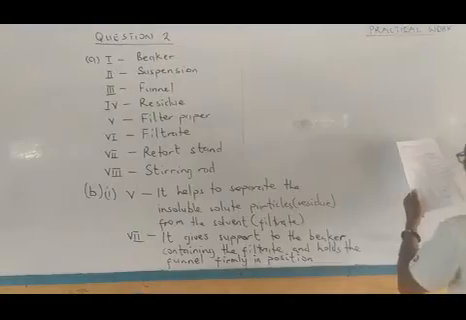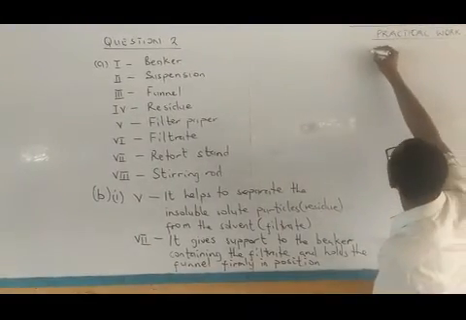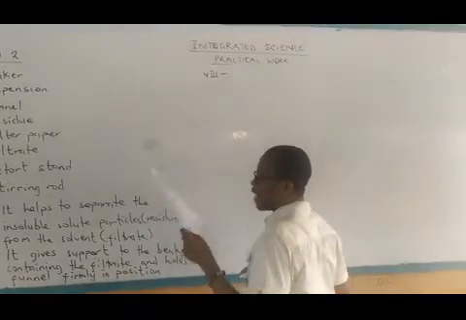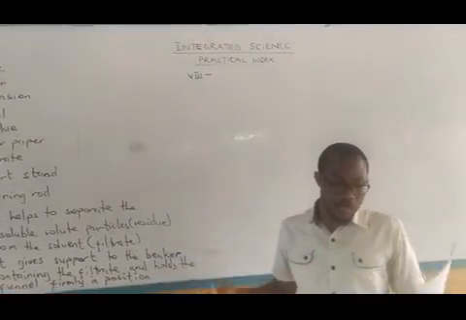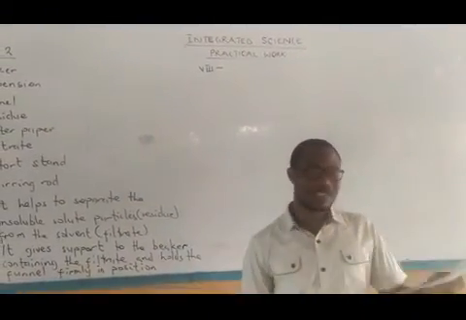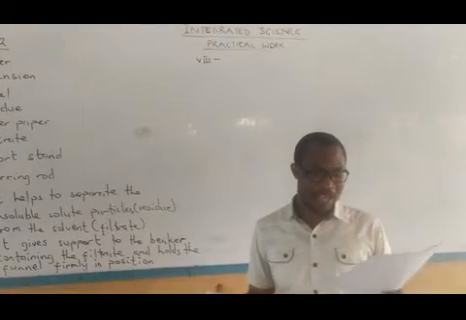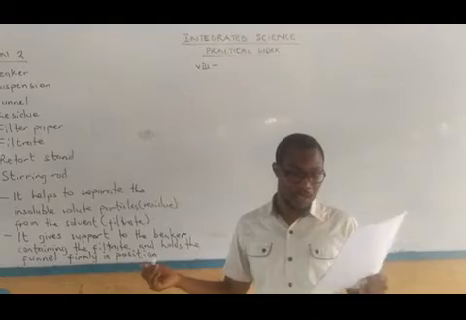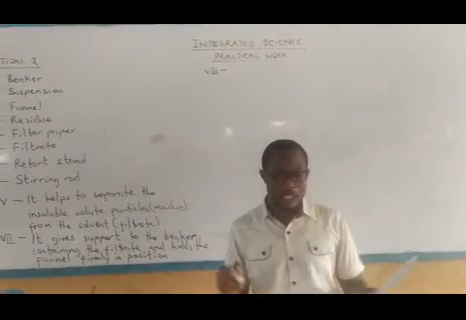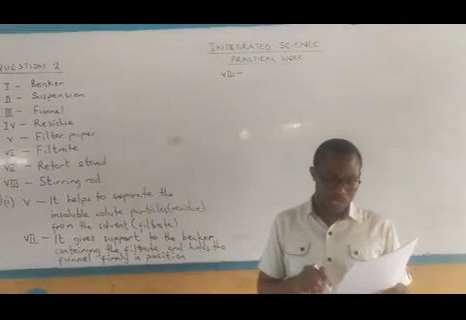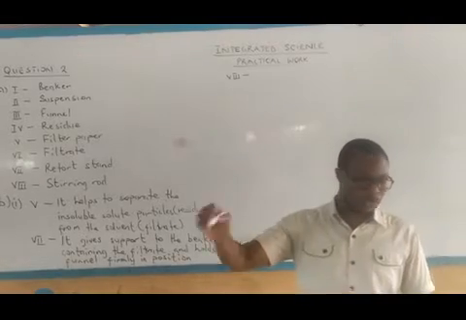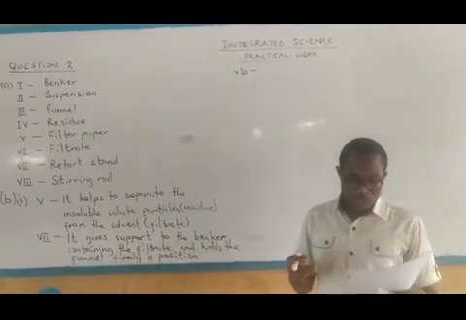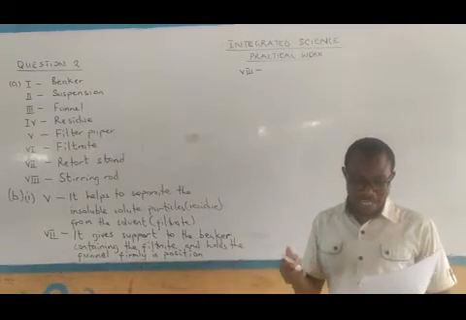And then lastly, the part labeled VII. The VII labeled here is the steering rod. Please don't make a mistake by stating that the steering rod is used for steering the suspension or mixture, because from the diagram that is not the role of the steering rod, because it is not used in steering the mixture.